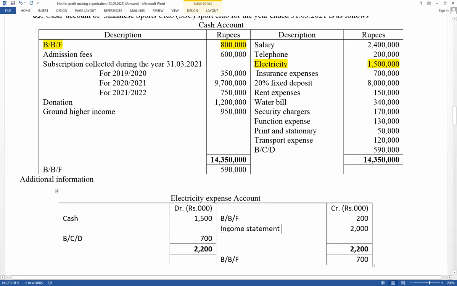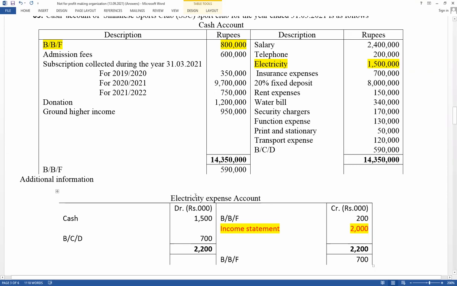Therefore, this value should be included in the income statement as an expense. Whether it is paid or not, we have to apply the accrual concept. As electricity expense, only 2000 should be included in the income statement, not 1500. Though 1500 was paid in cash, the expense should be considered for the year's value. If accrual or prepaid values are given, you have to prepare ledger accounts. If no accrual or prepaid is given, there is no need to prepare ledger accounts.